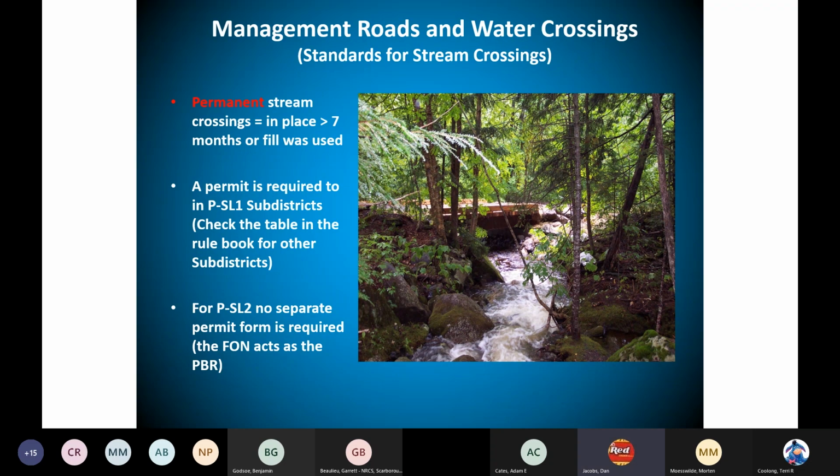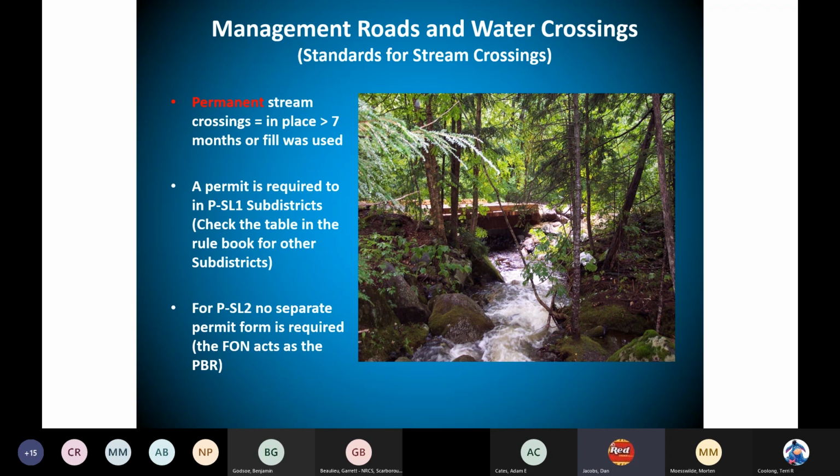All right, we will talk now briefly about some permanent stream crossings. Again, I think I've mentioned this before, that permanent stream crossings are those that are in place greater than 7 months of the year. When you are doing a crossing in a PSL1 subdistrict, these are the streams draining greater than 50 square miles, streams and rivers. You need to get a permit, and the permit applications are available on the Maine Forest Service website under rules and regulations and Chapter 27.